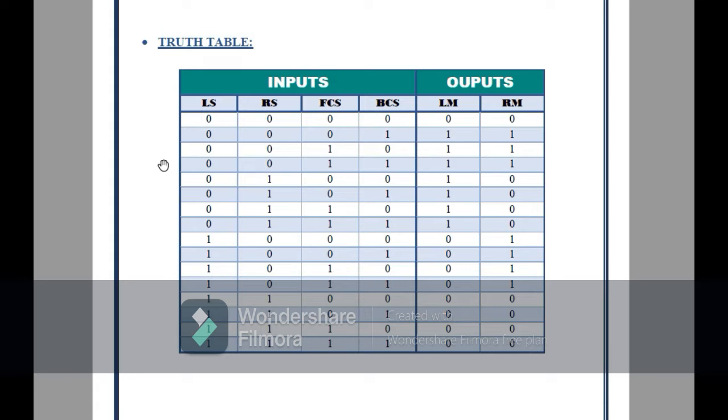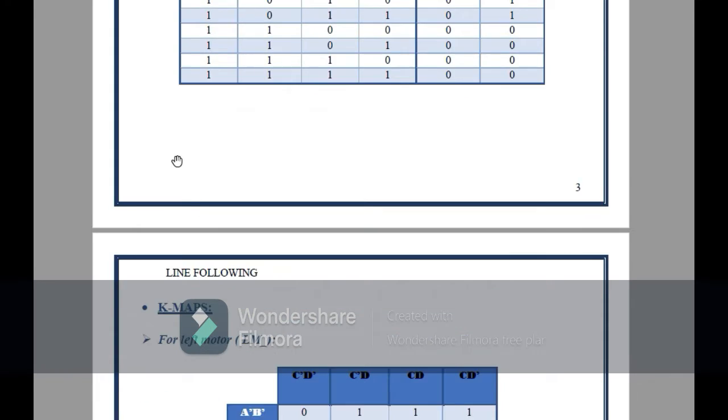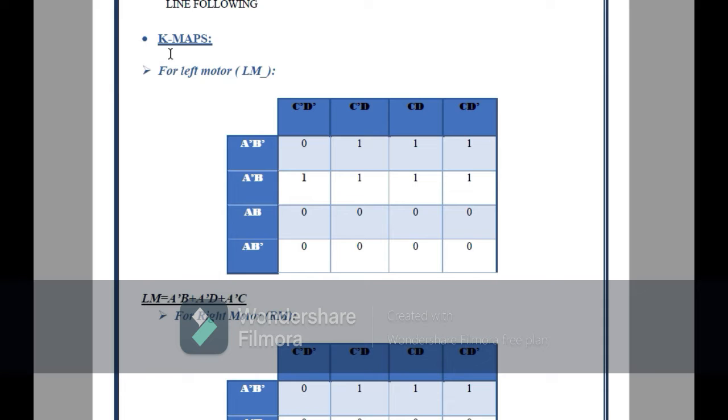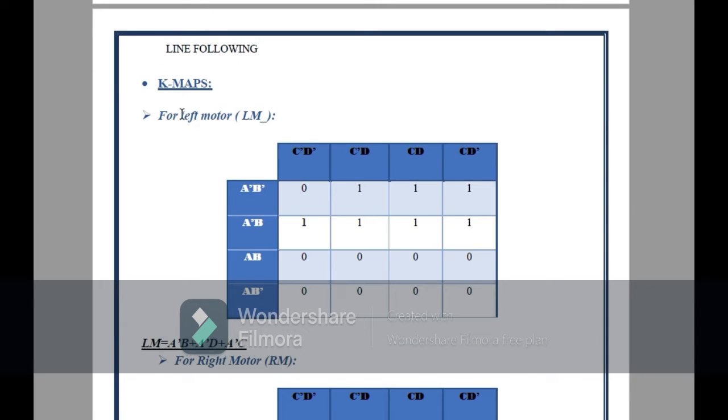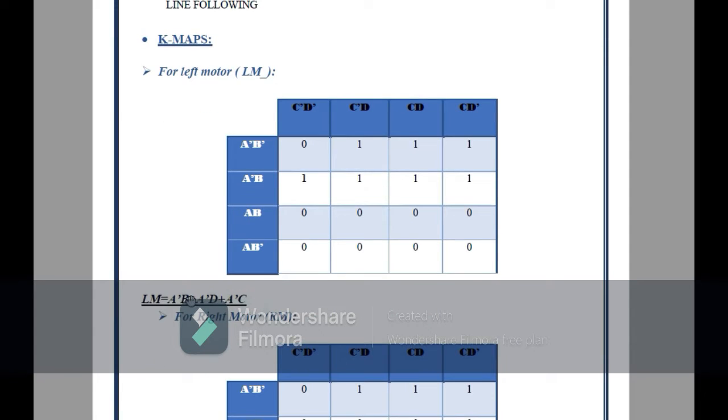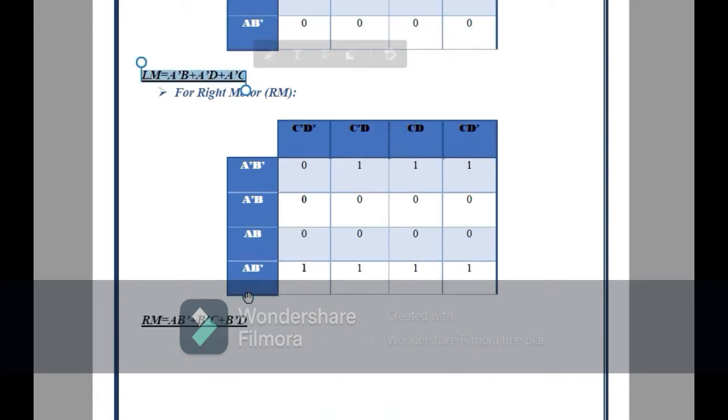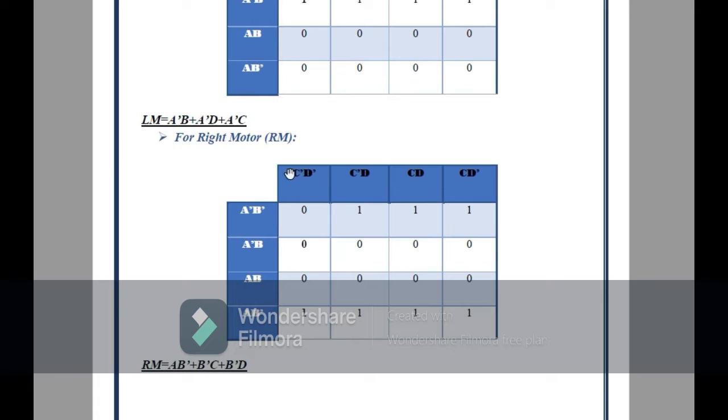I am going to show you both techniques. Here you see that I have used the K-map technique for the left motor. We have the following 16-cell K-map, and here I have filled that K-map, and after this we have derived this equation for the left motor by using the K-map technique. After this we have the following 16-cell K-map for the right motor, and we have derived this equation for it.